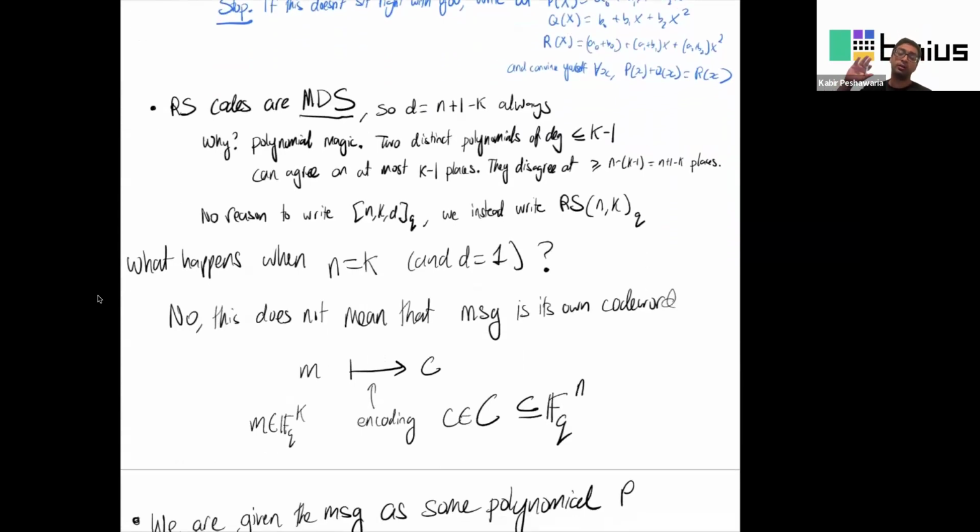Now, here's where we're going to start to tie things together. What happens when n is equal to k and the distance is equal to 1? Does this mean that the message is its own code word? Well, not necessarily. It just means that you're turning something of length k into something of length k. There's no reason to believe that has to be the identity map. Of course not. You might say, well, why wouldn't you just use the identity map in this case?